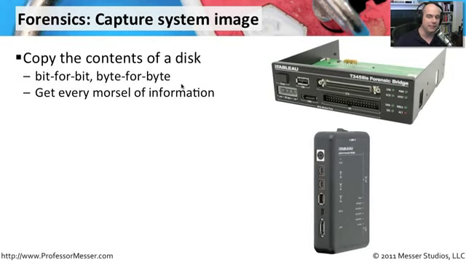Sometimes it's called a byte for byte copy, which means we're going to every bit on the drive and we're copying exactly the contents of that drive from one drive to another. We aren't copying the files. We aren't just saying copy file from point A to point B. We're saying copy every single bit on that drive and duplicate that bit on an image that we're creating. We want to get every single bit of data we possibly can.